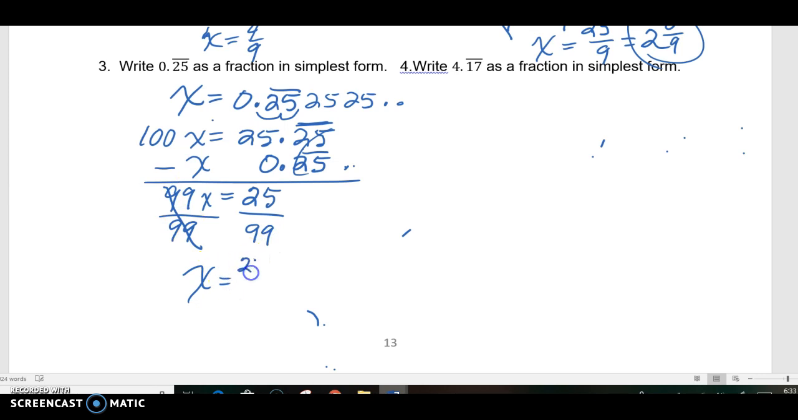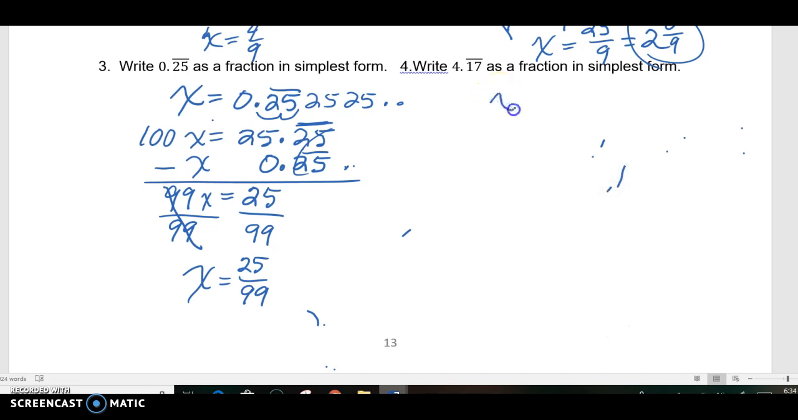So x is equal to 25/99. Now, at this point, I would want to check and see if I can simplify. I don't think I can. Using divisibility rules will help, but I think I'm just going to leave it right like that. Okay, let's try one more of those.